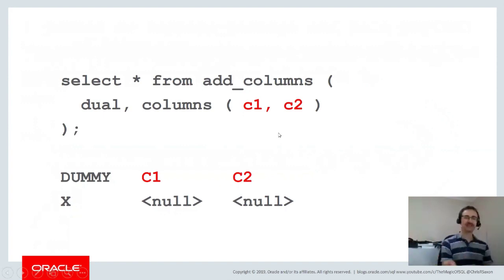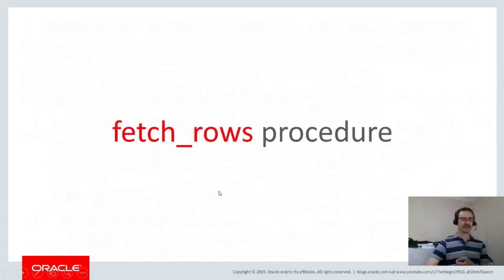So this is kind of nice, but it's a bit pointless as well at this point. What's the point of writing a PTF just to add some columns which return null? You could just select null, right? This seems a bit daft. We actually want to stick some values in these columns that we're creating. And that's where the fetch rows procedure comes in.